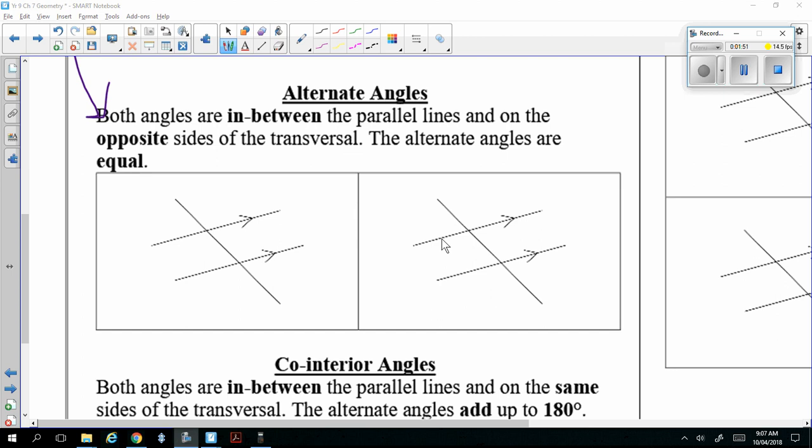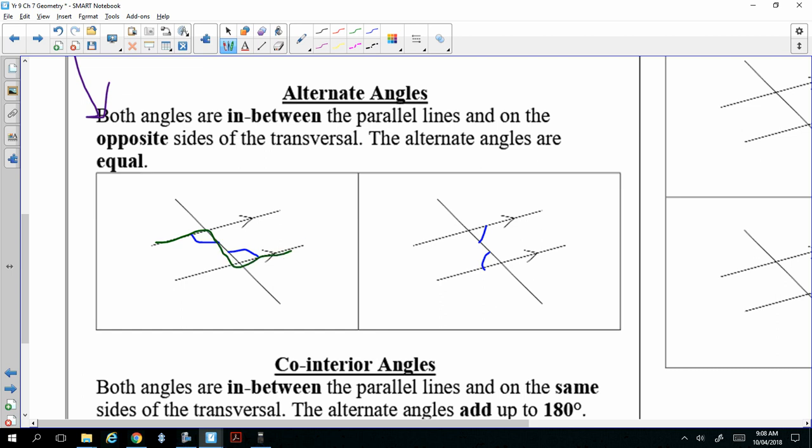So let's draw an alternate angle. So these two are alternate. They are on the opposite sides of the transversal. The next one, these two are alternate as well. In both cases, you form a letter Z. If you go around the angle, you form a letter Z. That's alternate. So it has to be in between the two parallel lines on the opposite sides. That's how we identify alternate angles.